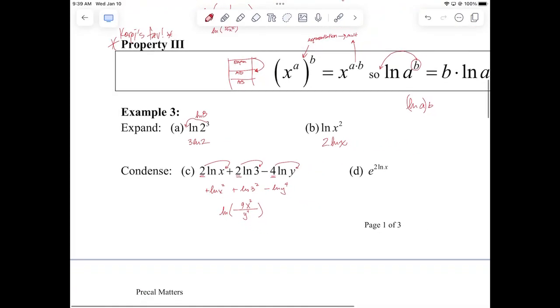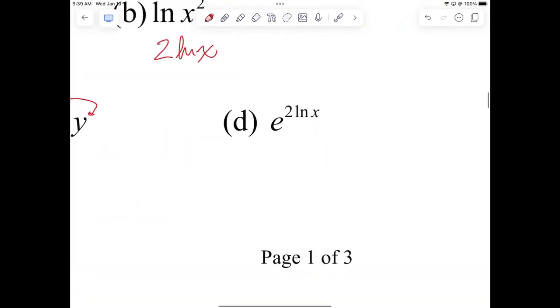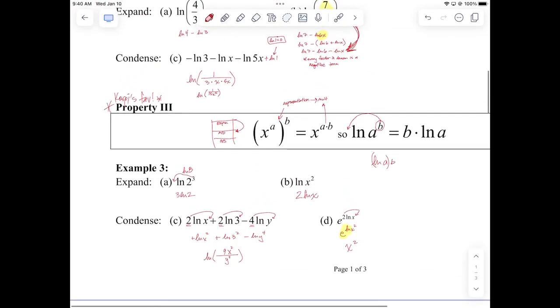All right, so we're not going to get to 3D. Well, actually, we can. Watch this. I can bring the 2 up as the exponent. That becomes e to the natural log of x squared. Now, what's e to the natural log of anything? They cancel out, and I'm left with what? X squared. Perfect timing! All right, we got through example 3, all 3 properties.